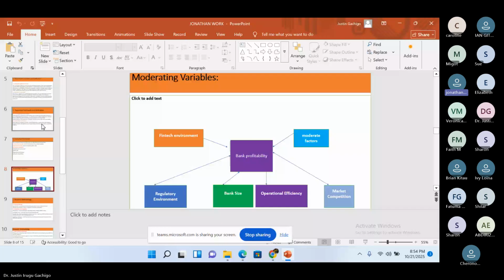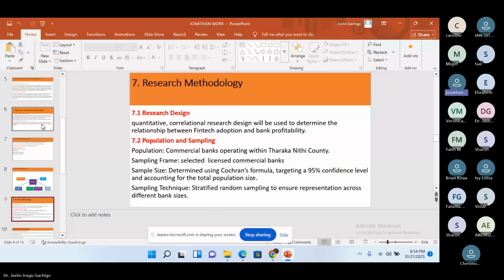Then I have moderating variables, just a few contributors to bank profitability, just trying to illustrate how the profitability of banks is determined by various variables. Then I also go to the research methodology that I'll use. I'll use a quantitative and correlational research design, just to determine the relationship between FinTech adoption and bank profitability.